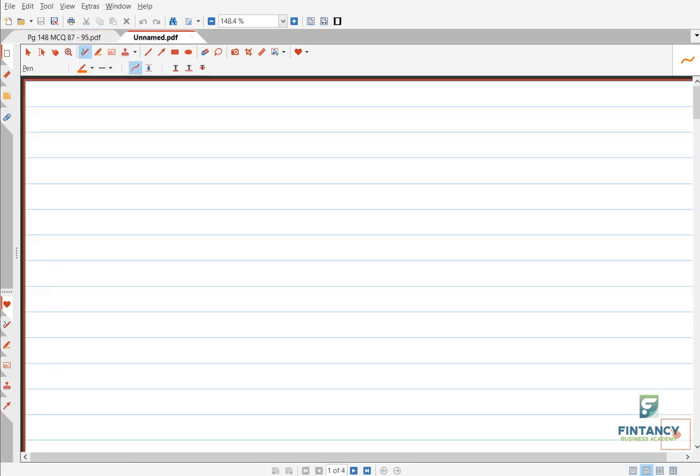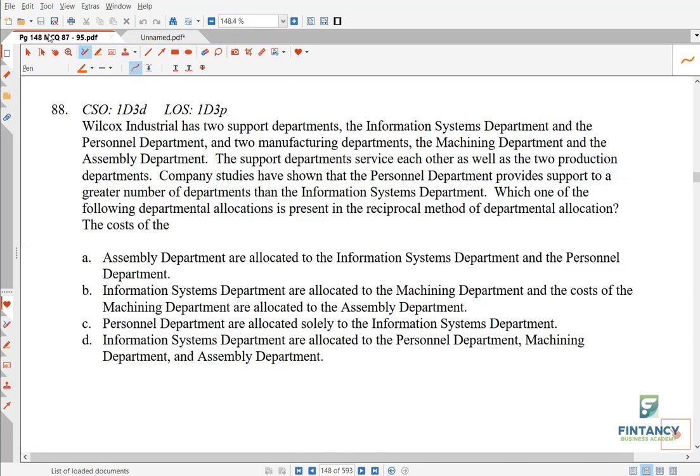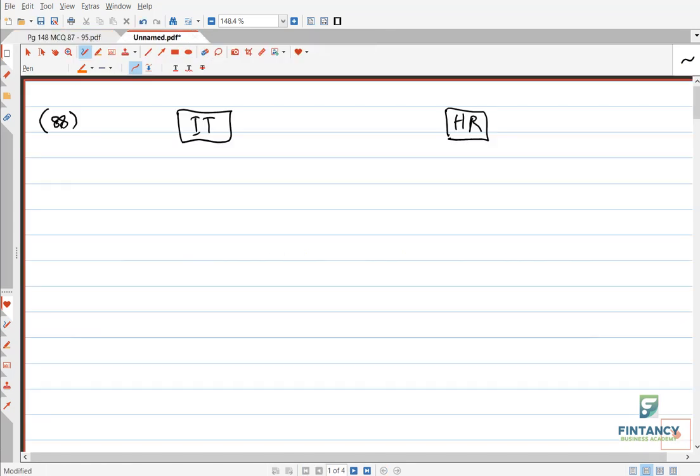So what I will do here, I will create that same diagram which we did last time, remember? So I'm doing question number 88. So we have IT and we have HR. Okay, personnel department like HR department. The two manufacturing departments, machine assembly. So machine assembly, right?